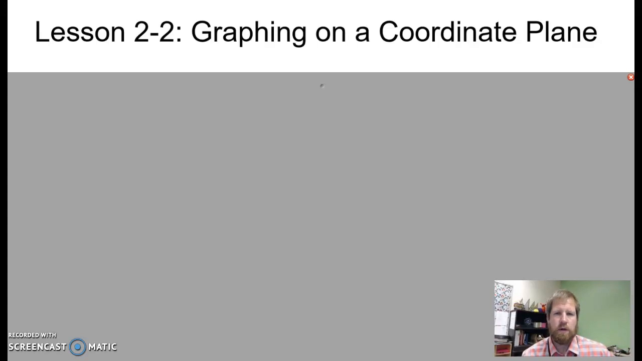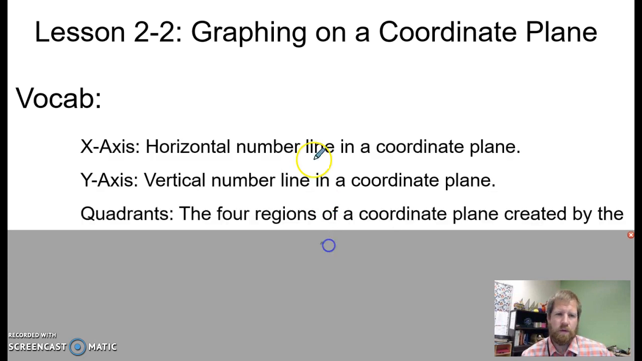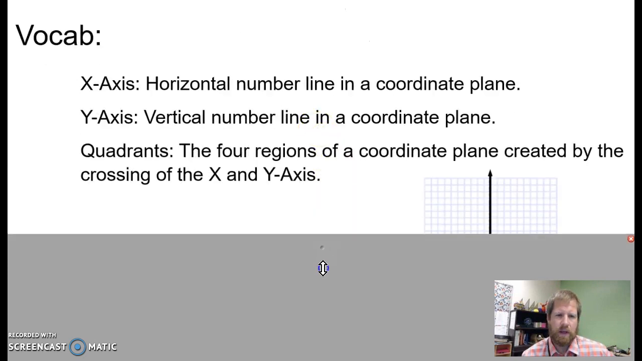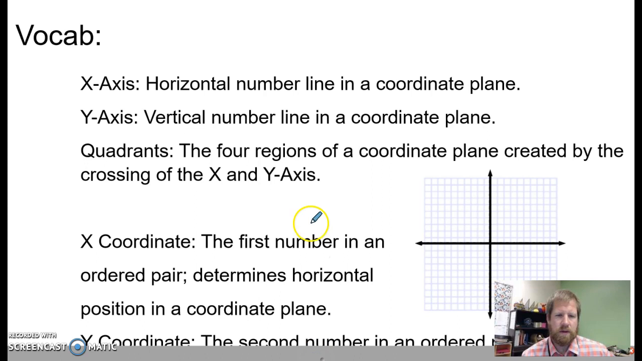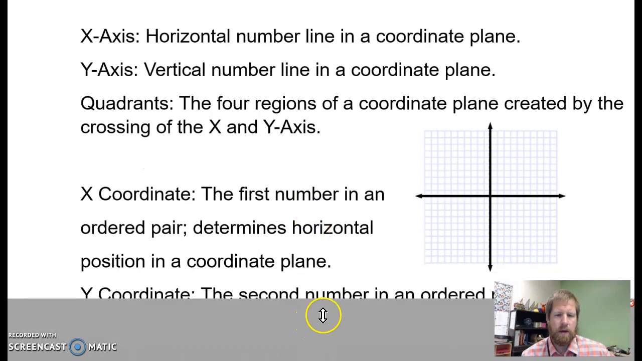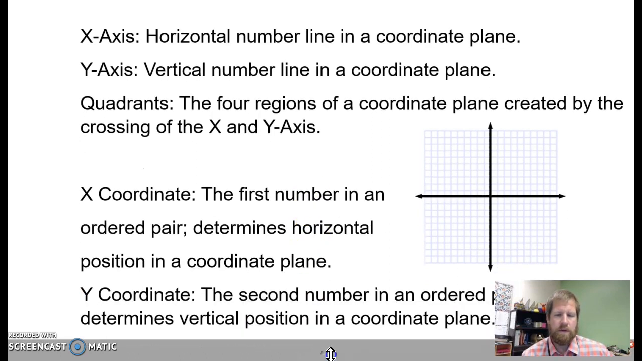Lesson 2.2, Graphing on a Coordinate Plane. So there's a lot of vocab for this lesson. Most of it you should be familiar with already. And it is all focused around a coordinate plane.